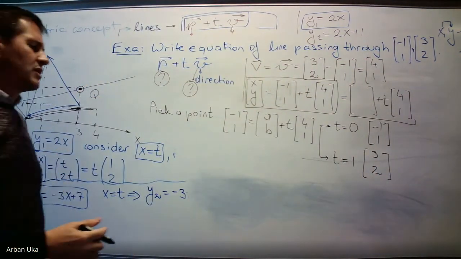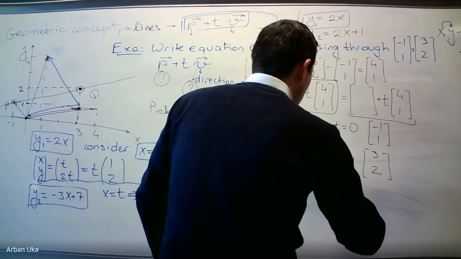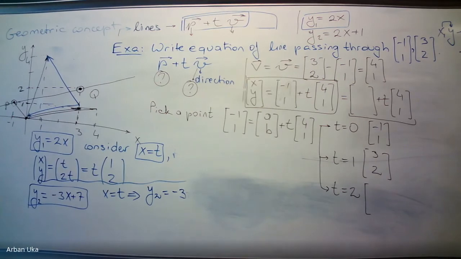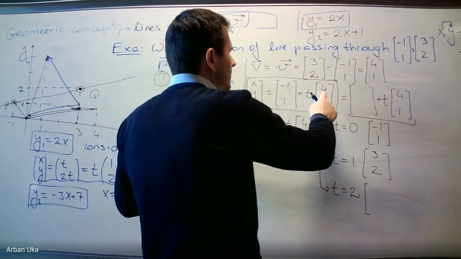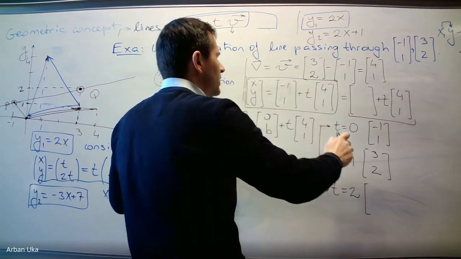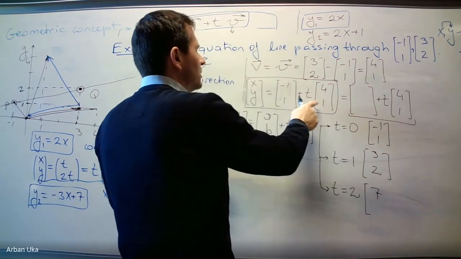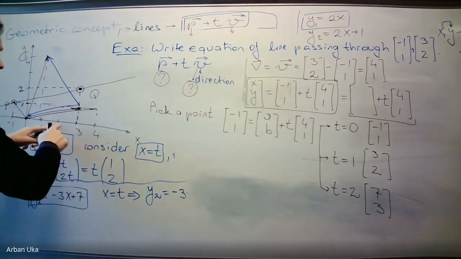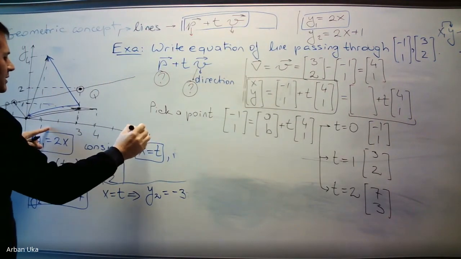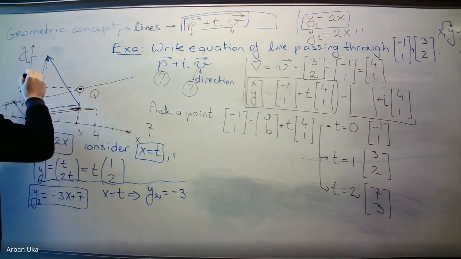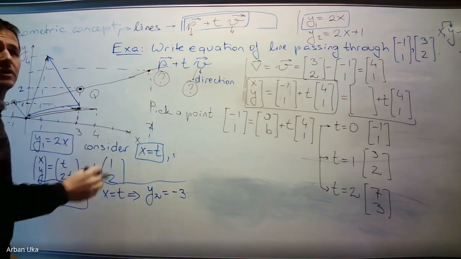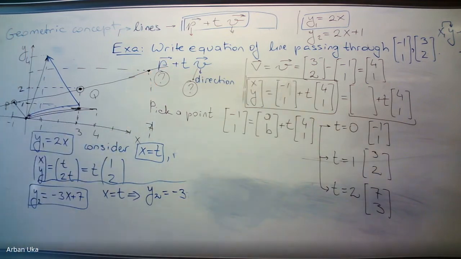Then similarly, we can also calculate when t is equal to 2. It's going to be 2 times 4 is 8 minus 1, 7, 2 plus 1, 3. So we get here (7, 3). So then this is 1, 2, 3, 4, 5, 6, 7. This is 7, 1, 2, 3. So apparently, this line continues like this, right? We can change the t for any value.